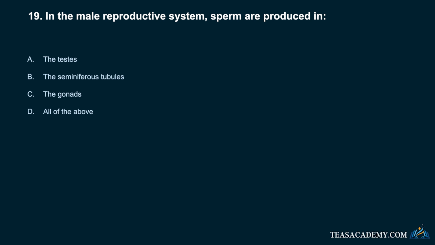19. In the male reproductive system, sperm are produced in: A. The testes, B. The seminiferous tubules, C. The gonads, D. All of the above.